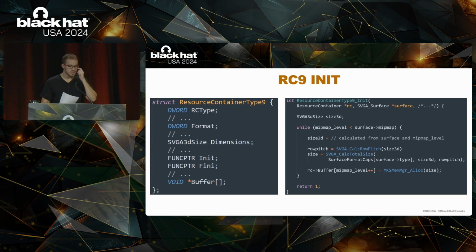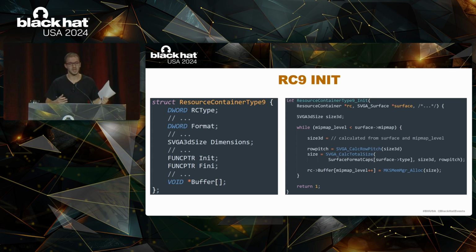On the left, you can see the data structure of resource container type 9, and you can see that it contains the type, the format, dimensions, and some other stuff from the surface. Also, it contains function pointers, which is interesting. And finally, it contains a pointer to buffers that will hold the contents of the surface that will be provided from the guest operating system. And on the right, you can see the constructor of the SVGA resource container type 9.